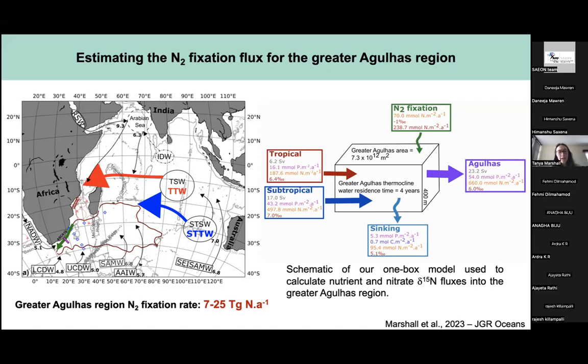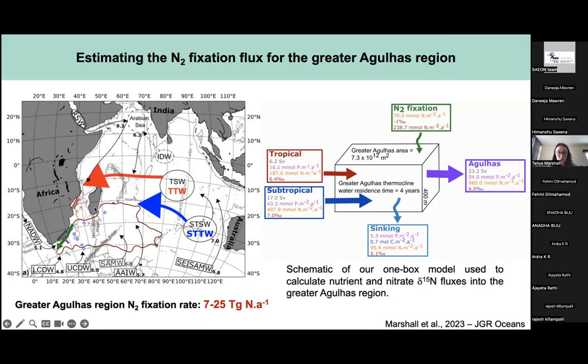So we used a one-box model, which is what I'm showing you on the right. The point is just that we used nutrient fluxes and a nitrogen isotope flux to estimate an N2 fixation rate. And that rate ranges between 7 and 25 teragrams of nitrogen per annum. I just want to make the point that this estimate is for the greater Agulhas region, which we define in this work as this maroon contour region. So it excludes the Mozambique Channel.